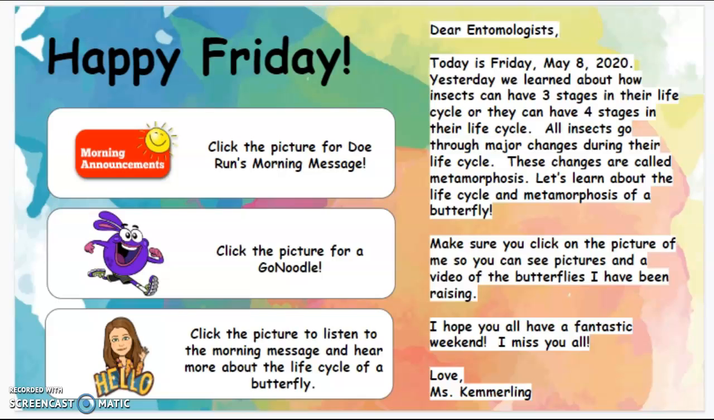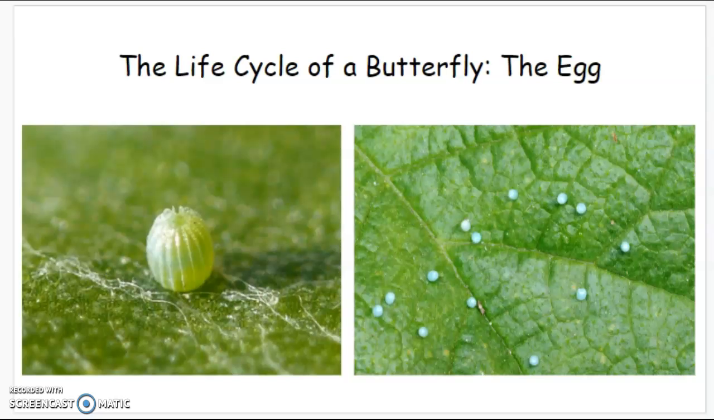So I would like to jump into the life cycle of a butterfly. And the first stage is the egg. So as you can see here on this leaf, there is a clump of eggs. If you're outside in nature and you look very closely, you might be able to spot butterfly eggs on a leaf. And here's a picture of what they look like up close.